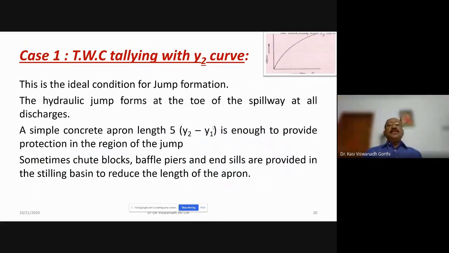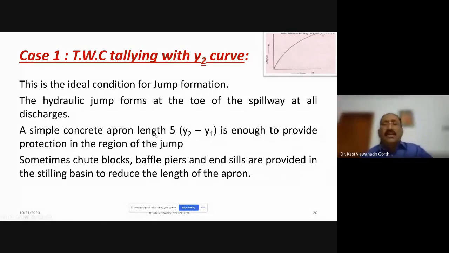Case 1 is TWC directly coinciding with the y2 curve, tallying with the y2 curve. So you have a graph on the plot. You are taking the depth of flow on the y-axis, to the same scale for both TWC and JHC, and if you draw, taking the discharge per unit width on the x-axis, you may get both the curves coinciding directly. This is case 1. This is the ideal condition for the hydraulic jump formation. The hydraulic jump forms at the toe of the spillway at all the discharges.